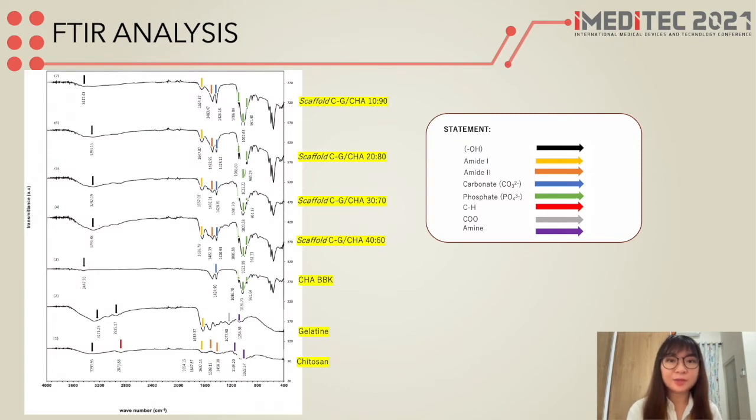FTIR analysis was performed to analyze the presence of different functional groups. From the figure, it was found that chitosan with a medium molecular weight has hydroxyl, CH, amide 1, amide 2, and amine functional group. The CH group is a marker of the polysaccharide structure of chitosan, while the hydroxyl and amine group are reactive functional group that increase the bonds between the materials. In gelatin, there are hydroxyl group, amide 1, carboxylate, and amine functional groups. Carbonate hydroxyapatite has hydroxyl, carbonate, and phosphate functional group.